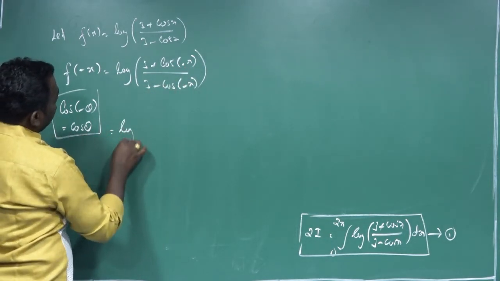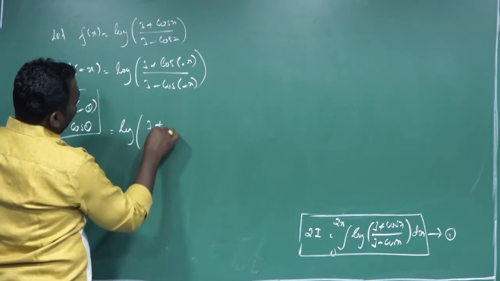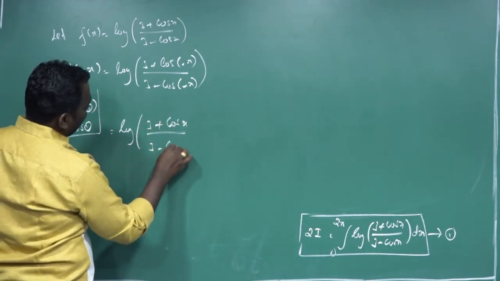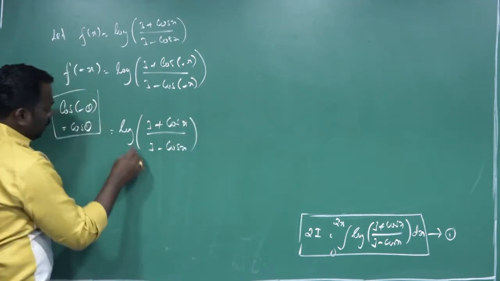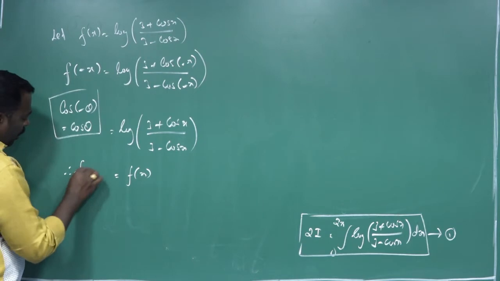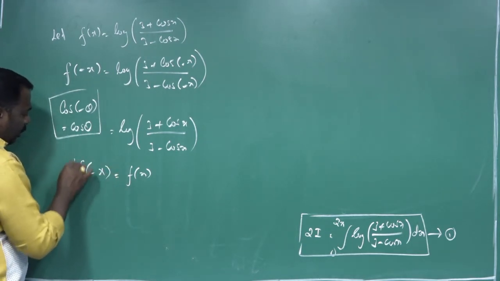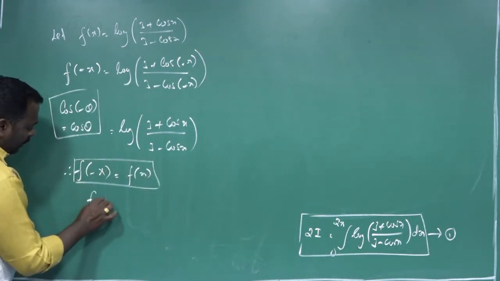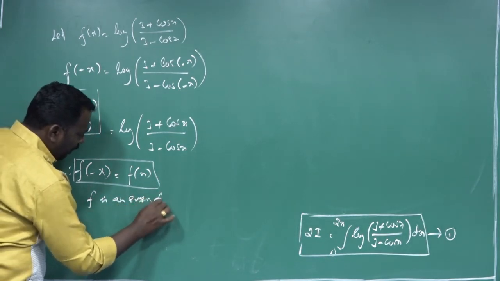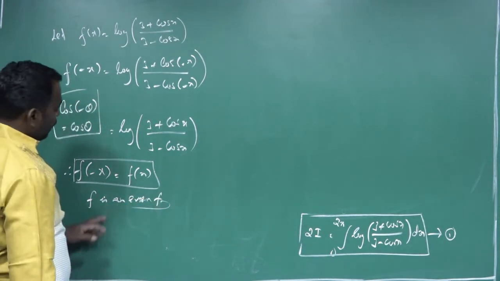Therefore, log of within the bracket of 3 plus cos x by 3 minus cos x. This is the function value of f of x. Therefore f of minus x is equal to f of x. So f is an even function.